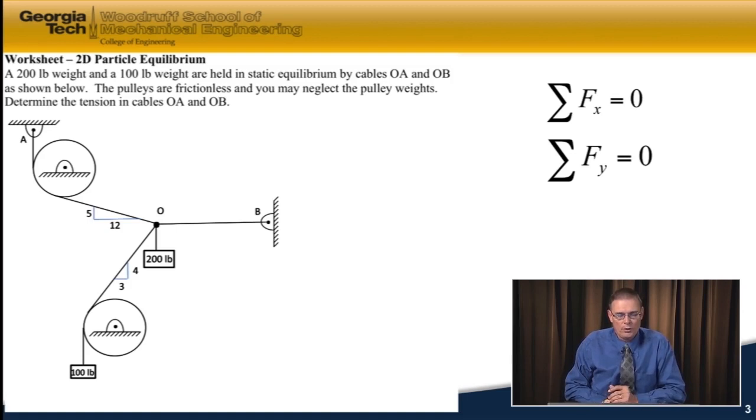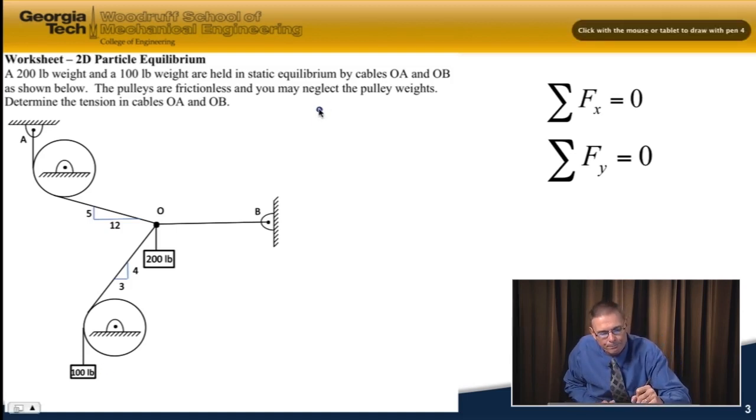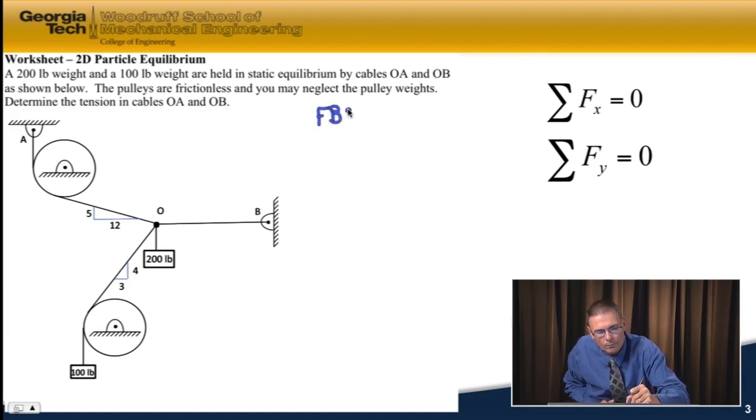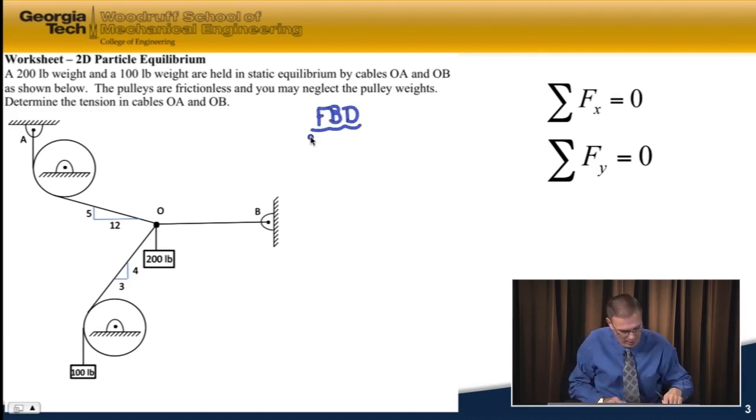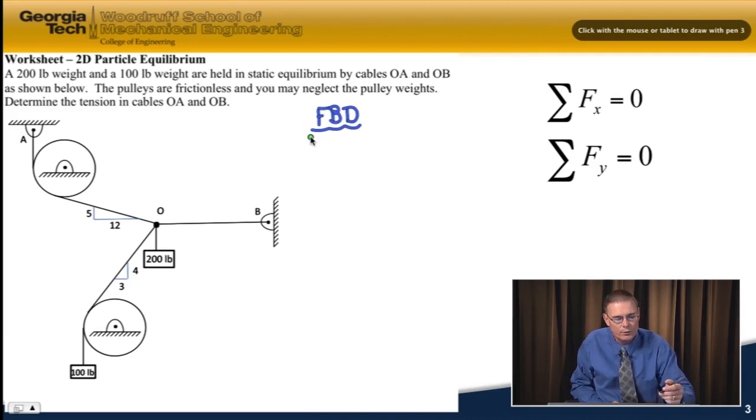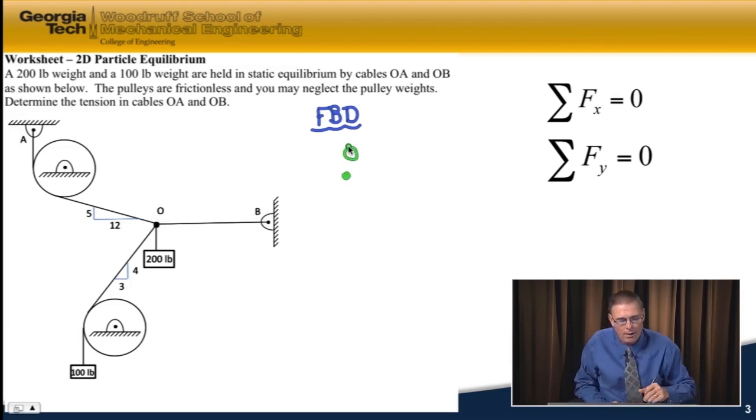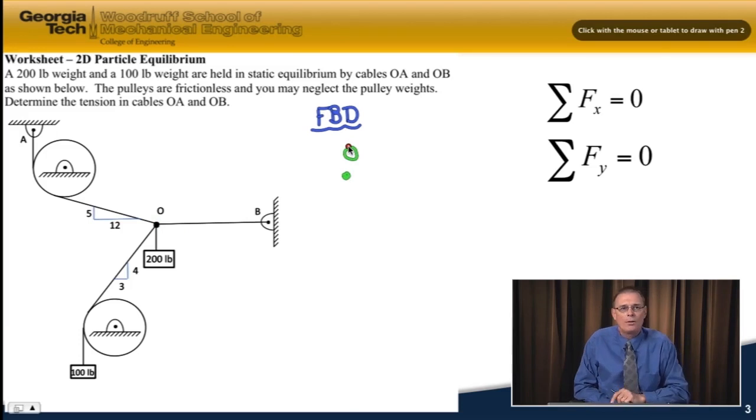And so the first thing we do in approaching these problems is to draw a free body diagram. And we need to identify our body of interest. In this case, the body of interest is point or particle O because that's where all the forces are acting. And I now apply my external forces. And so I have a tension in OB, this cable OB, to the right.